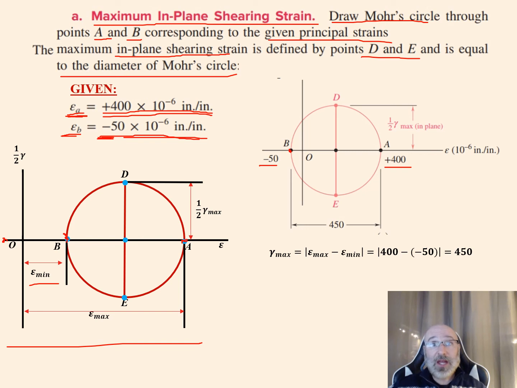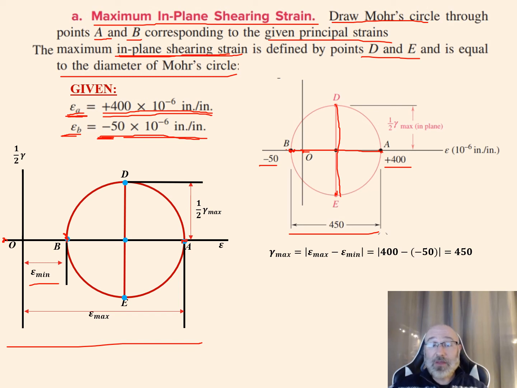So now I can plug that in. If this is negative 50 and this is 400 right there, then my total diameter is going to be 450. From my origin to A is 400, and from my origin to B is 50. So this total distance right here, the diameter of Mohr's circle, is 450. And as I said, my maximum in-plane shearing strain is going to be equal to the diameter, because D to E right here is that diameter.